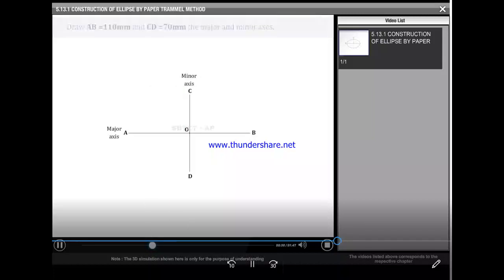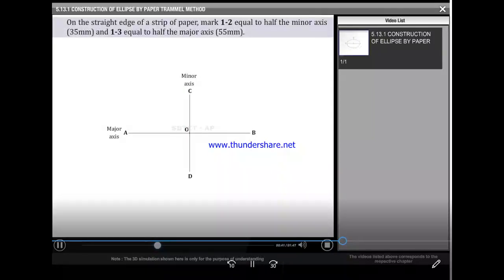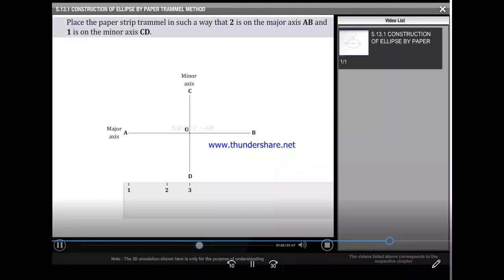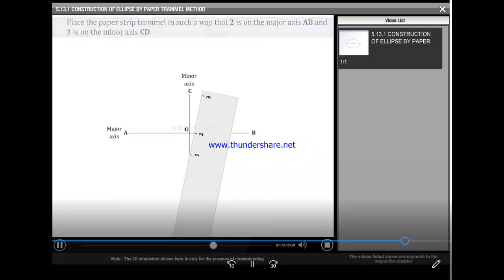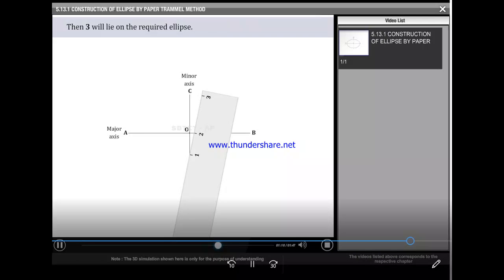On the straight edge of a strip of paper, mark 1, 2 equal to half the minor axis and 1, 3 equal to half the major axis. Place the paper strip trammel in such a way that 2 is on the major axis AB and 1 is on the minor axis CD. Then 3 will lie on the required ellipse.